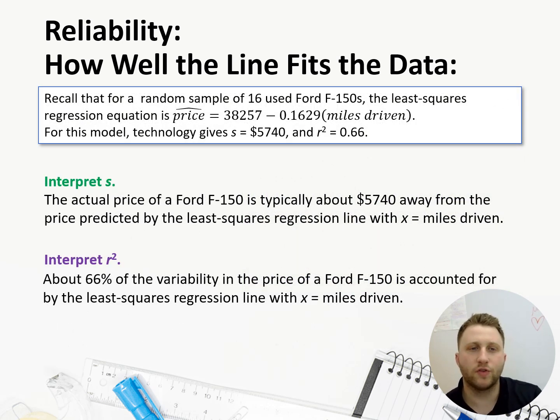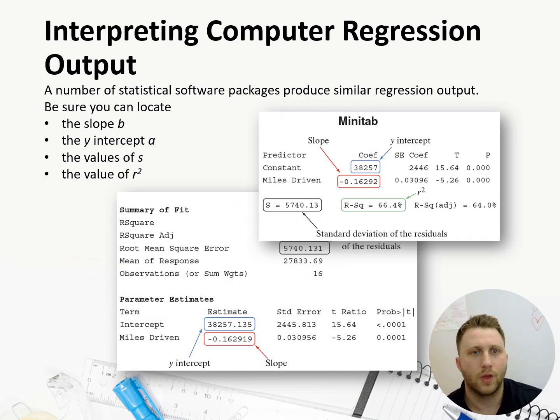So you can pause the screen here for the interpretation of both in context for the Ford F-150 problem. This is something that you would be expected to do on an AP FRQ. You can see all 4 values that you could be expected to interpret: A, the y-intercept; B, the slope; S, the typical residual size, or the typical prediction error is another way to think of S, and R squared, the coefficient of determination, from computer statistics software output.